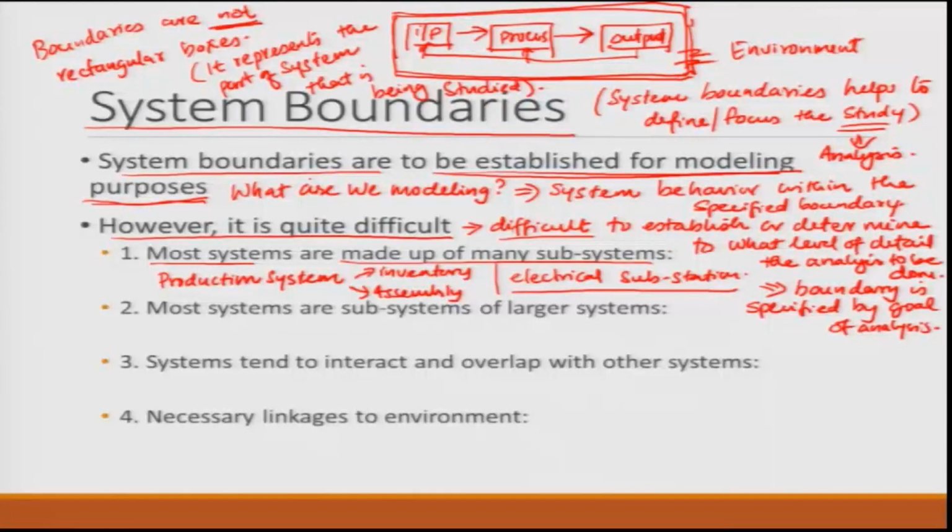Okay. This is an important aspect. Second part is most systems are subsystems of large systems. The second reason why drawing this boundary is a big problem.